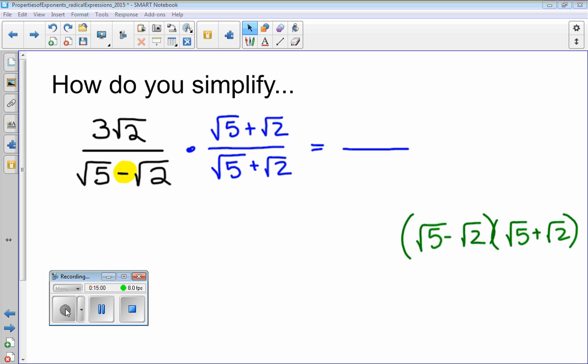But I agree, the calculator in this case could be a shortcut because we are dealing with radicals. We know that the radicals are going to go away. And so I could simply just plug this straight into the calculator.